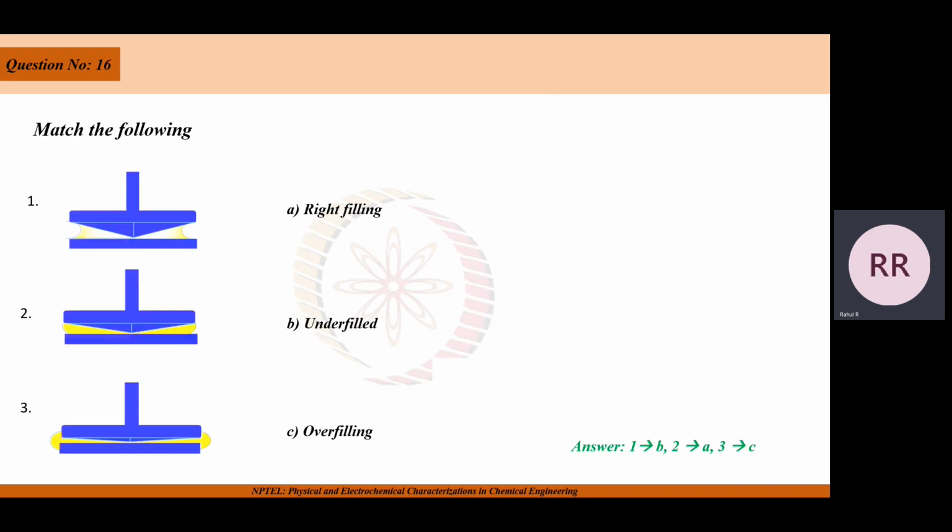This is a match the following question. Here we have a cone plate arrangement. Which is a proper technique for filling? There are three scenarios where three different kinds of filling are shown. We have to identify which is the right fill, which is underfill, and which is the overfill arrangement. Just think about this for a while, then I'll let you know the answer.